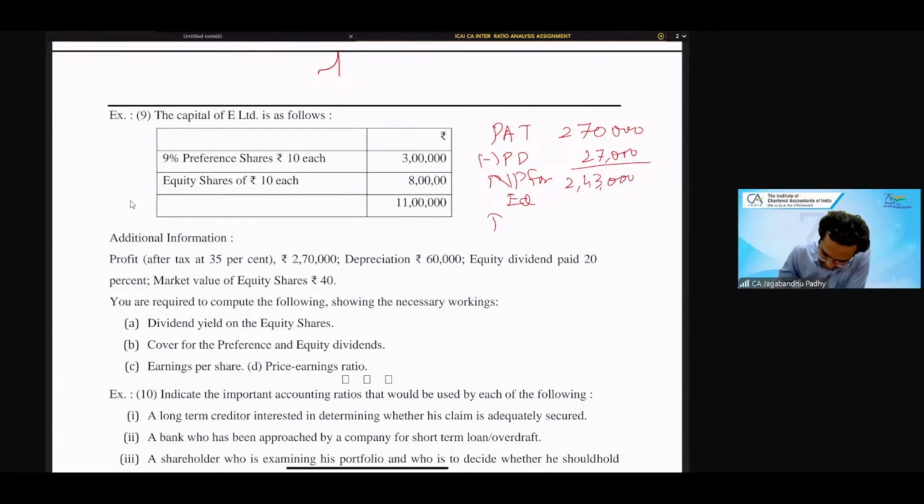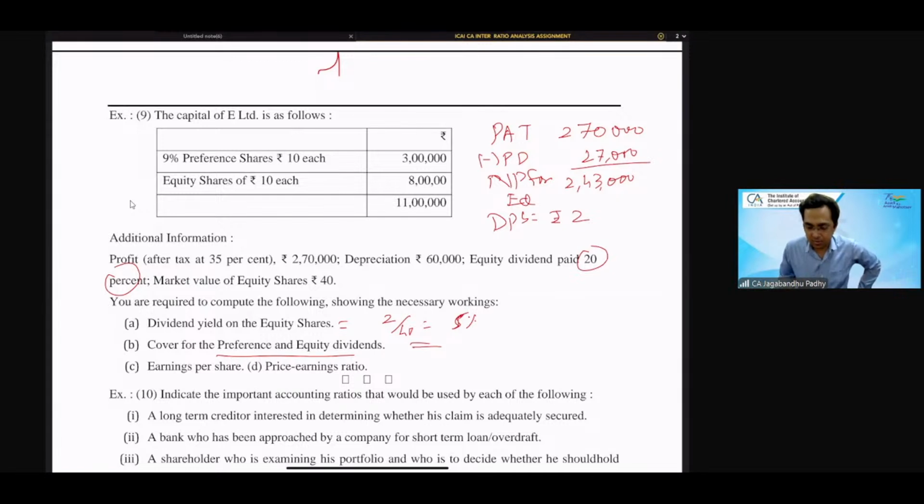Okay, and then dividend per share is 20%. So 20% means 2 rupees, correct? Because dividend is 20% of the face value always. So we get the dividend yield as DPS, which is dividend per share, divided by the market value, which is 40. So that's 2 divided by 40, which is 5%.